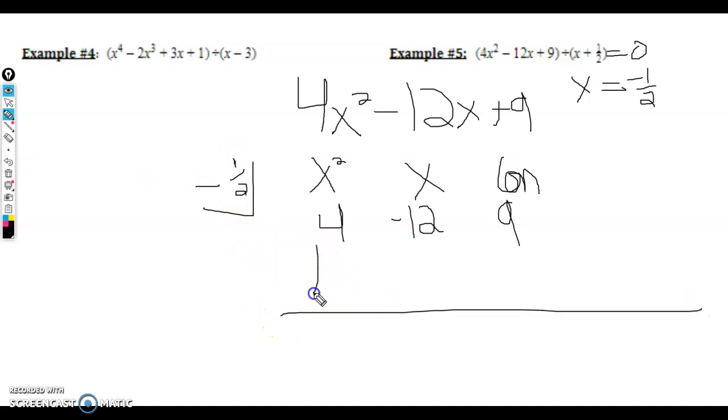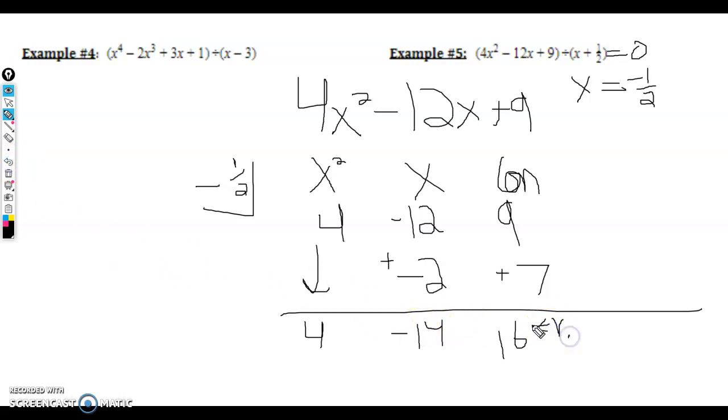Then I start. This becomes a 4, times negative 1/2 is negative 2. Add down. Negative 14 times negative 1/2 is positive 7. End up with 16. This is my remainder. I just can't write remainder, so I'm just going to do the R.